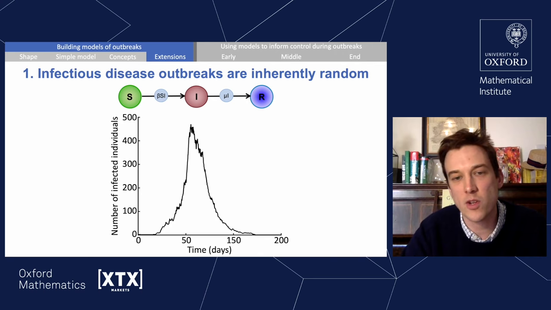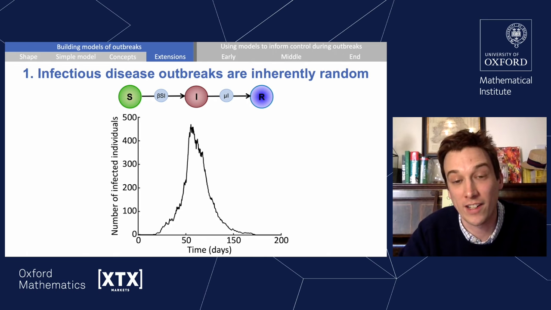So we flip a coin lots and lots of times, and according to the result of each coin flip, we change the state of the system. This is one example. Again, this is nothing to do with COVID-19, it's just to show the idea. We flip a coin lots and lots of times, and we see this graph of the number of infected individuals through time. We can then repeat that if we want to. We can generate a new simulation of an infectious disease outbreak by simply flipping a coin lots and lots of times again.